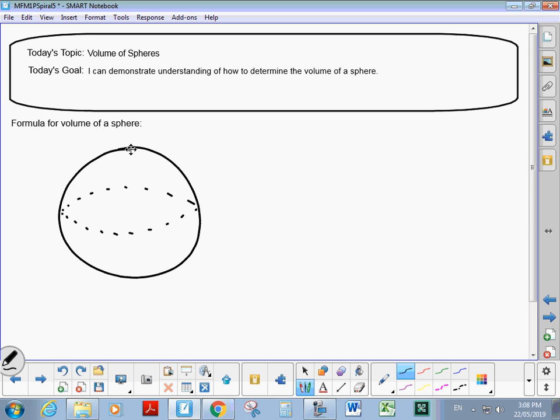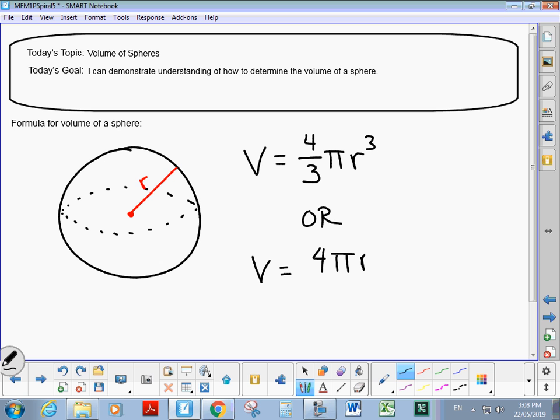If you draw a circle and put those dashed lines in there, it kind of makes it look like a sphere. The center of the sphere to the outer edge is what we call our radius. If we want to find the volume of a sphere, the formula is volume equals either 4/3 pi r cubed, or the formula you're probably more comfortable with for calculating, 4 pi r cubed over 3.